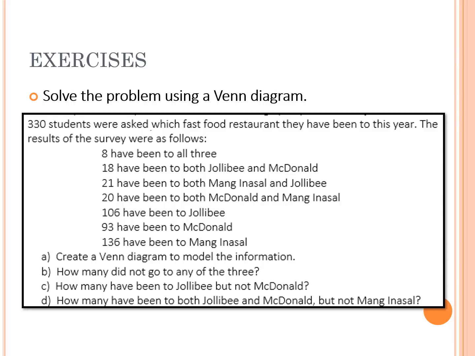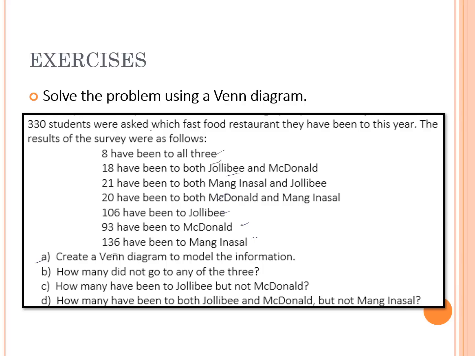330 students were asked which fast food restaurant they have been to this year. The results of the survey were as follows. 8 have been to all 3. 18 have been to Jollibee and McDonald's. 21 have been to Mang Inasal and Jollibee. 20 have been to both McDonald's and Mang Inasal. 106 have been to Jollibee. 93 have been to McDonald's. 136 have been to Mang Inasal.